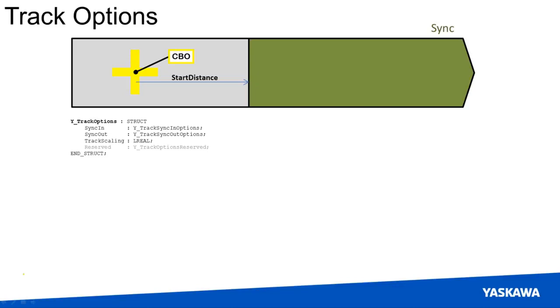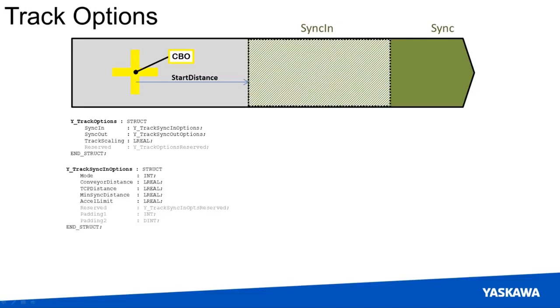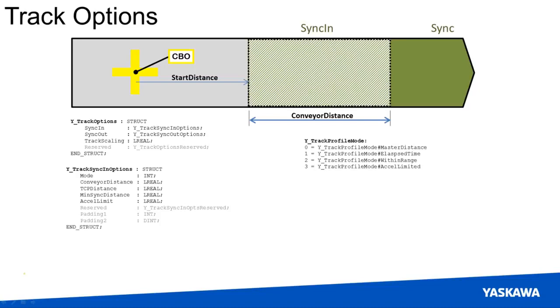So let's talk about our sync in zone. It has its own structure to define it, and it is called the Y track sync in options. And here are the elements of that particular structure. So the conveyor distance is the amount of distance that the conveyor is going to move during synchronization, not the tool, the conveyor. The mode is what I wanted to talk about first, and it's an enumerated type that has 4 options, 2 of which are actually supported at this time.